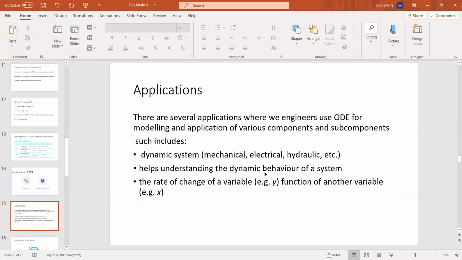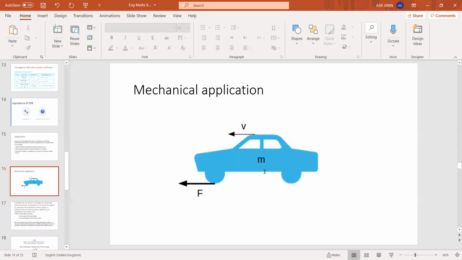The applications, there are several applications where we use ODEs in modeling and applications of various components and subcomponents, which includes mechanical systems, electrical systems, hydraulic systems. The behavior of these systems, or a rate of change of a variable with another variable, we can determine with ODEs. So over here we have mechanical applications. As we were assigned to the automotive industry part, it falls under the mechanical category.